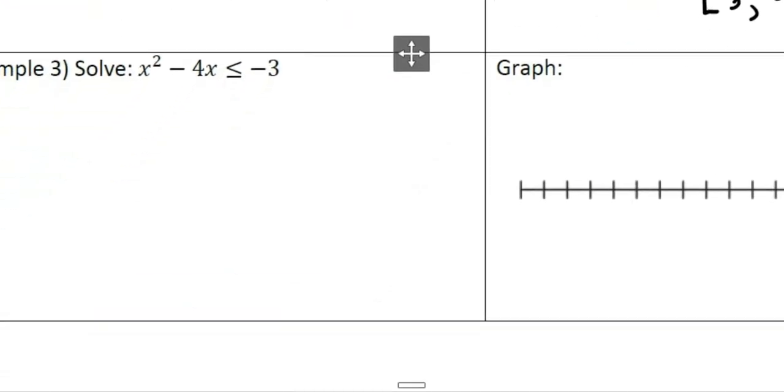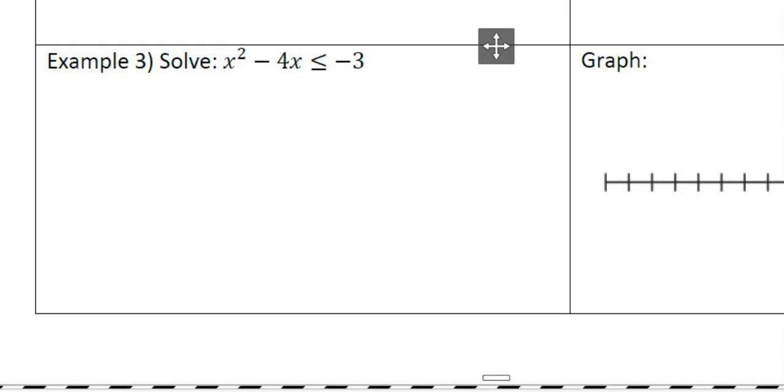If we look at our last example we're going to do together before you start working on your own, we've got x squared minus 4x is less than or equal to -3. And this is an example where we see, oh, we need this to be 0. And so for it to be 0, we're going to add 3 to both sides, and that would give us x squared minus 4x plus 3 is less than or equal to 0. And now we want to factor this.